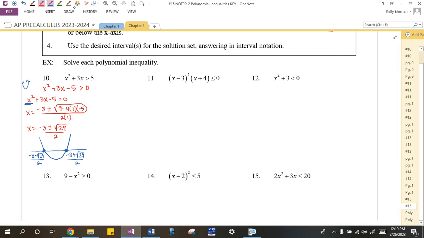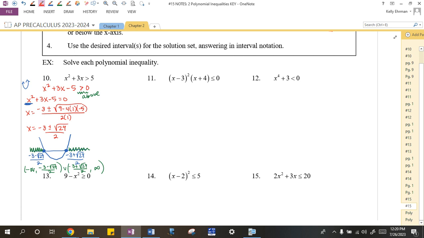And we're looking for, when is this graph above 0, greater than 0, above the x-axis? That's to the left and to the right of those zeros. Well, that's it. So our answer is -infinity to -3 minus radical 29 all over 2, and -3 plus radical 29 all over 2 to infinity.